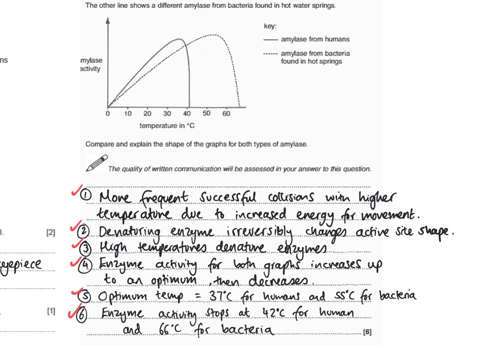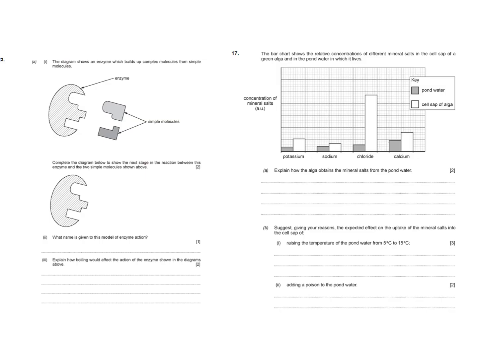They both increase up to their optimum temperatures, and then they decrease, okay, because of that change in the active site. So 5th mark, if you stated the optimum temperature is 37.5 Celsius for humans, reading off the graph here, and then 55 Celsius for bacteria. You get that mark. And then finally, the 6th, enzyme activity stops at 42 Celsius for humans, you can see that here, and 66 Celsius for bacteria. Okay, pause the video and have a go at these.